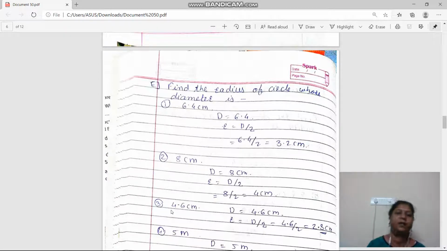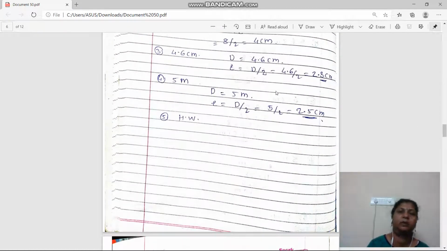Get it? Then d is equal to 4.6. So r is equal to d upon 2, that means 4.6 divided by 2. So it is equal to 2.3. Now, fourth: d is equal to 5. So r is equal to d upon 2, that means 5 upon 2, that is 2.5. Now, the fifth example you have to take as homework.